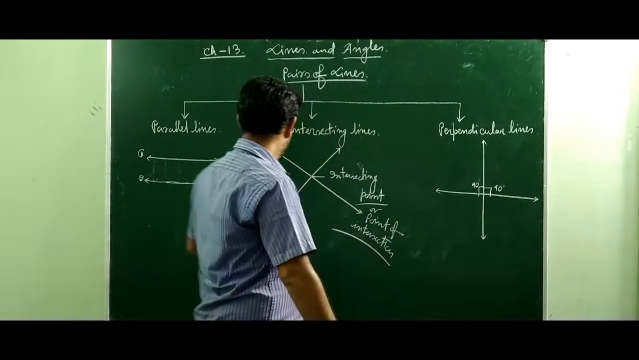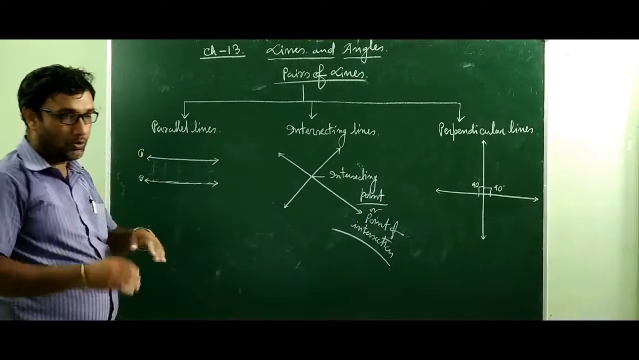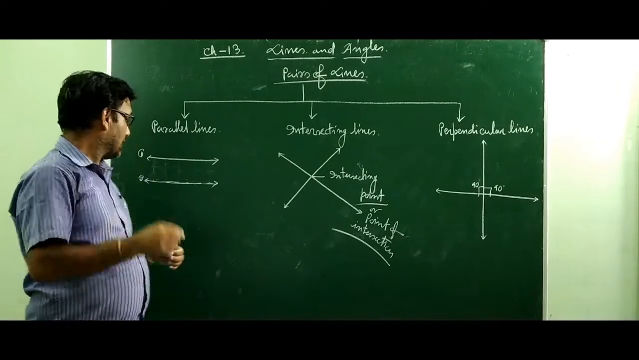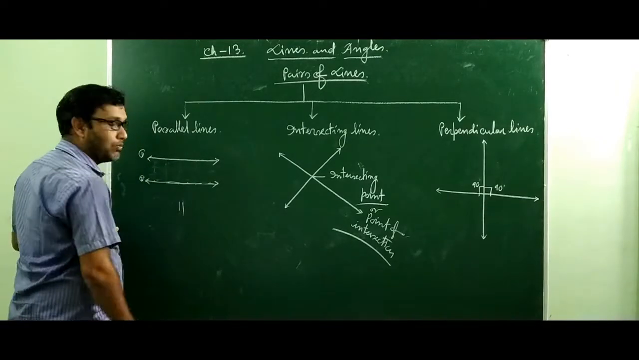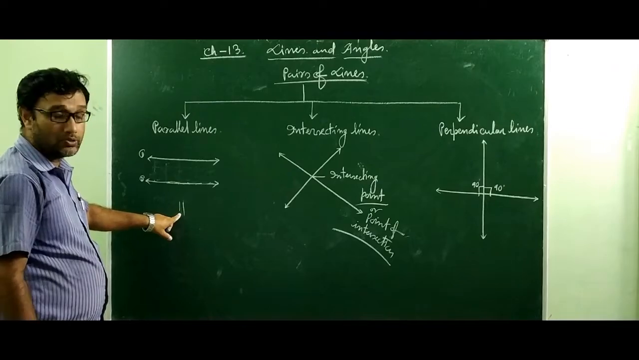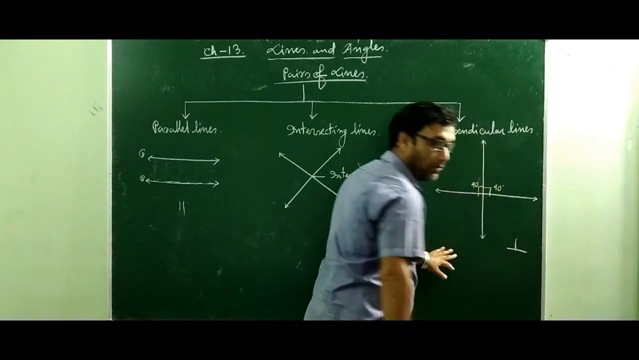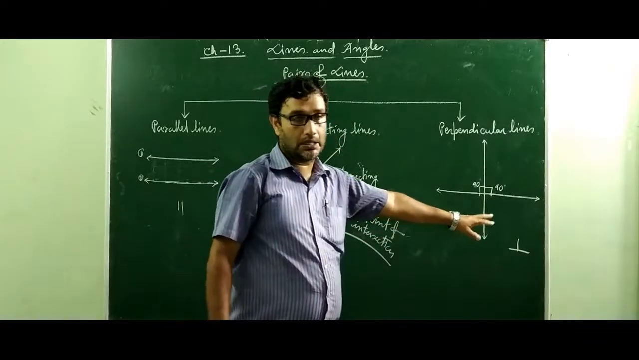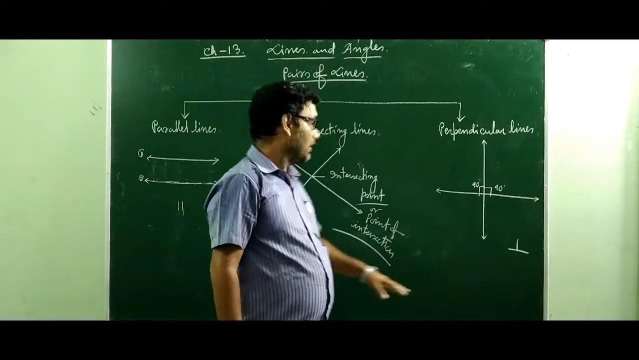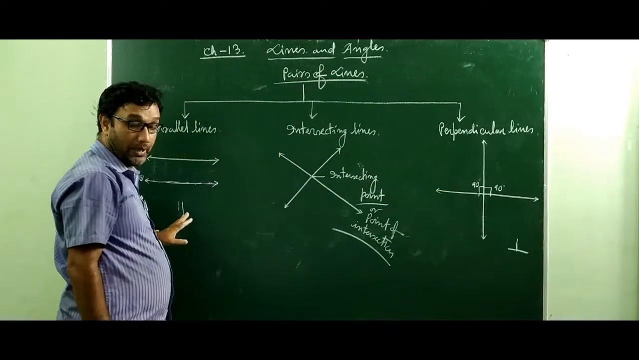So when you go to higher classes, parallel is denoted by a symbol like this, and perpendicular is shown by a symbol like this. By looking at this one, you will understand that it is perpendicular. Here, by looking at this one, you will understand it is parallel.